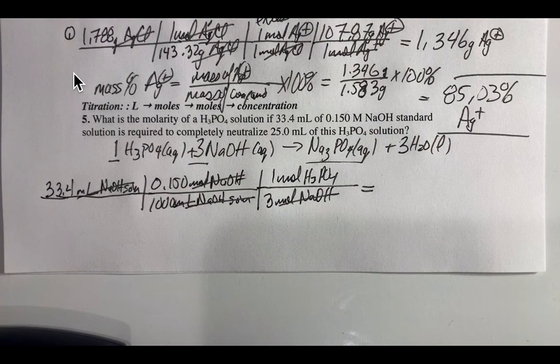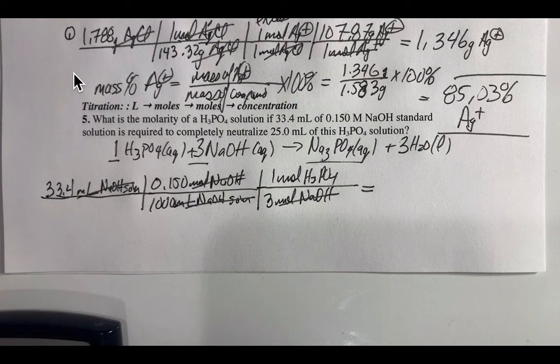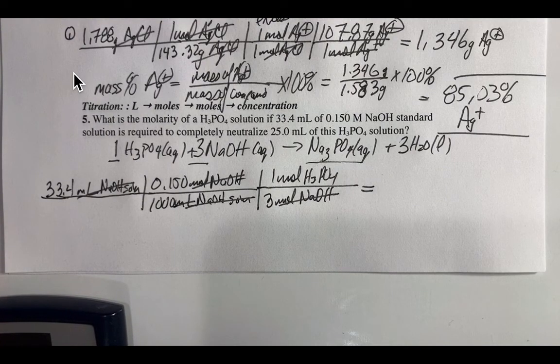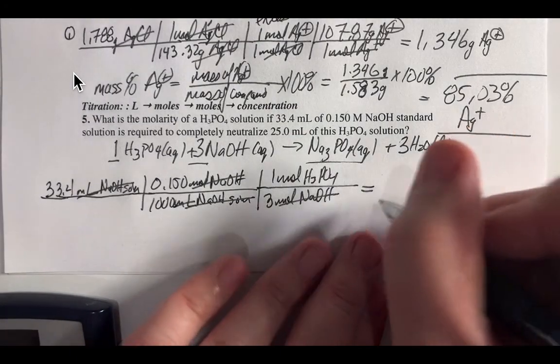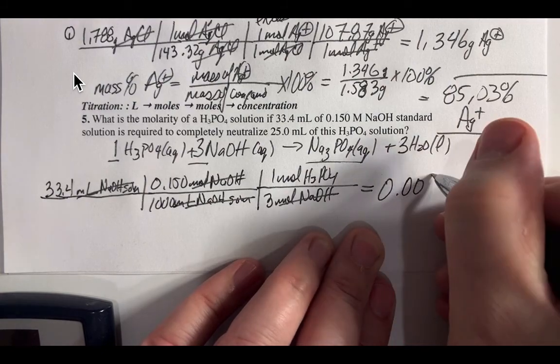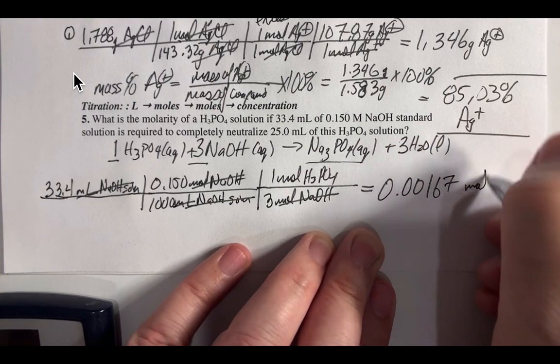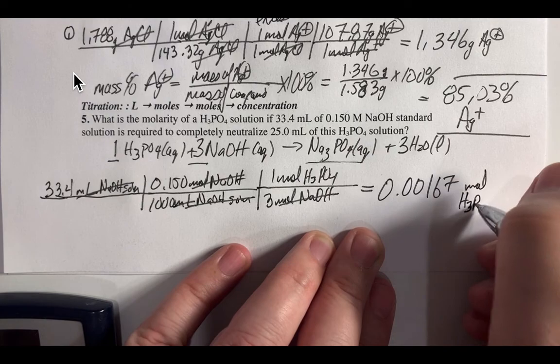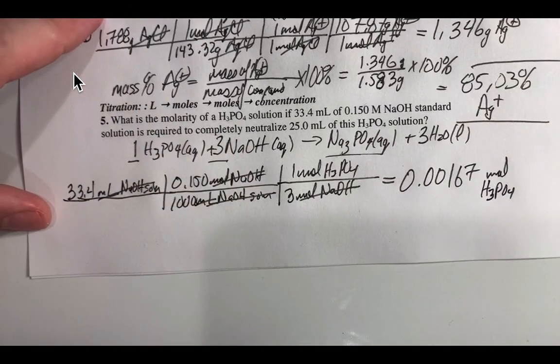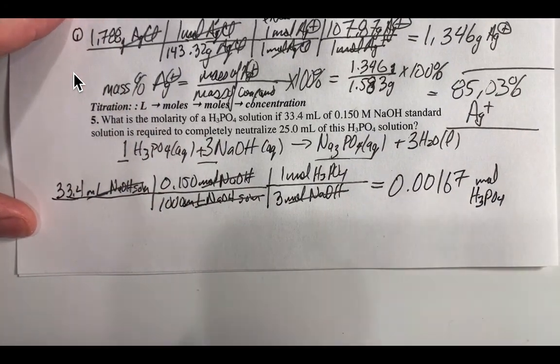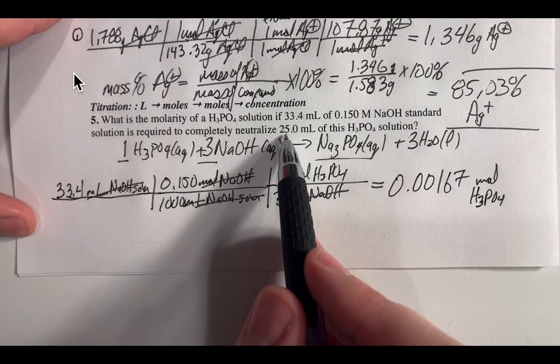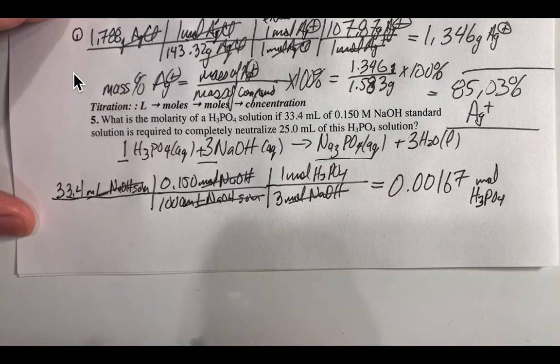Put all of this into my calculator. 33.4 times 0.150 divided by 3 times 1,000. Okay, so 0.00167 moles of H3PO4. Okay, well, this amount of the H3PO4 was contained in the 25 mLs.